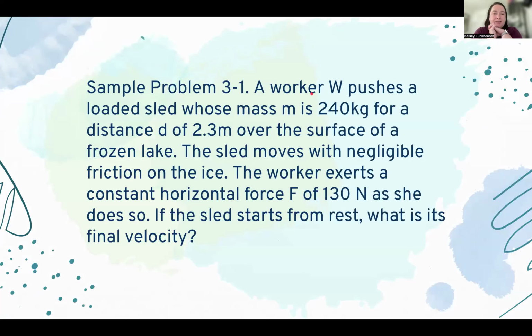Okay, let's talk through this sample problem to see how to solve force problems. The question says, a worker, W, pushes a loaded sled whose mass, M, is 240 kilograms for a distance d of 2.3 meters over the surface of a frozen lake. The sled moves with negligible friction on the ice. Negligible here just means you can ignore it, so we can ignore friction. The worker exerts a constant horizontal force F of 130 newtons as she does so. If the sled starts from rest, what is its final velocity?